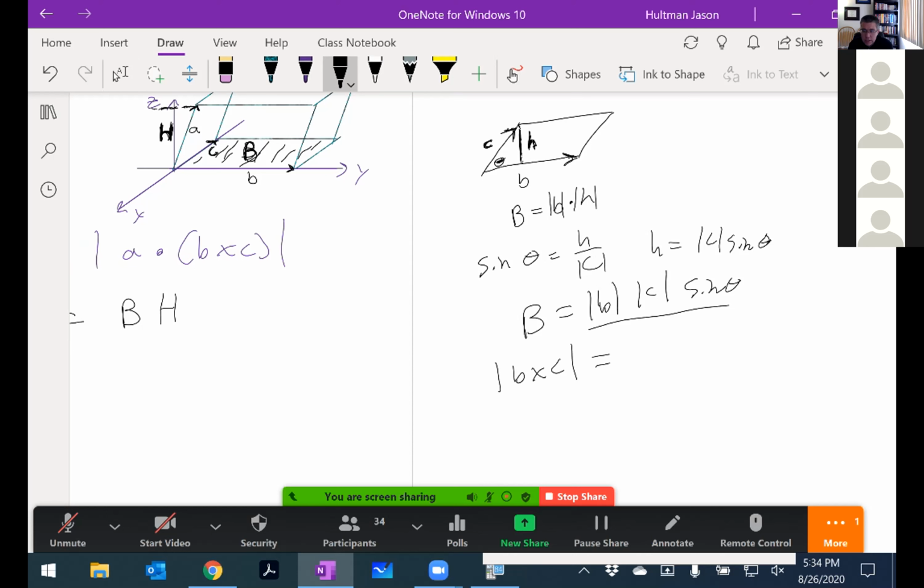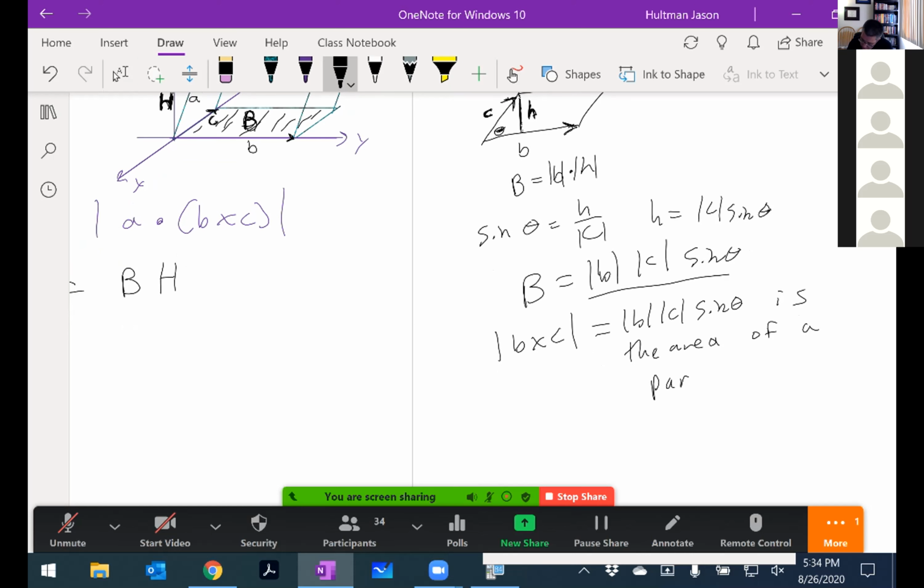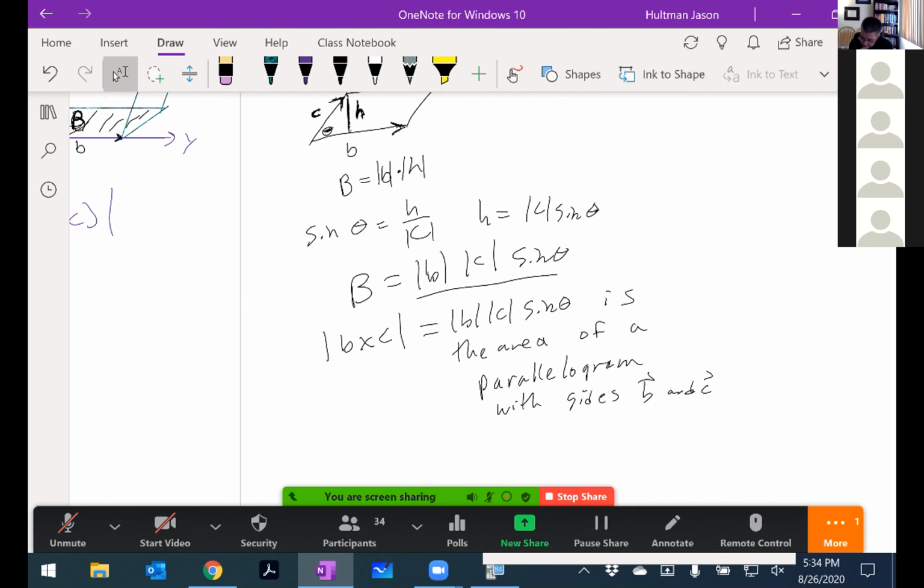So the magnitude of B cross C is BC sine of theta, which is the area of a parallelogram with sides vector B and vector C, right? Does that make sense? Okay, so the area of a parallelogram, right?